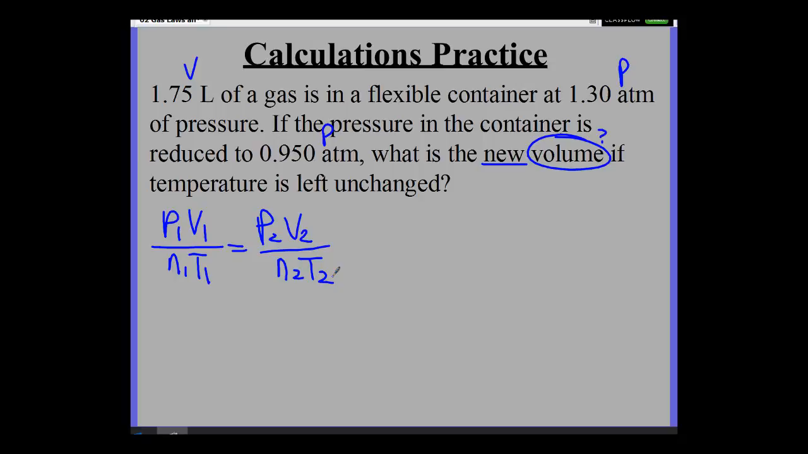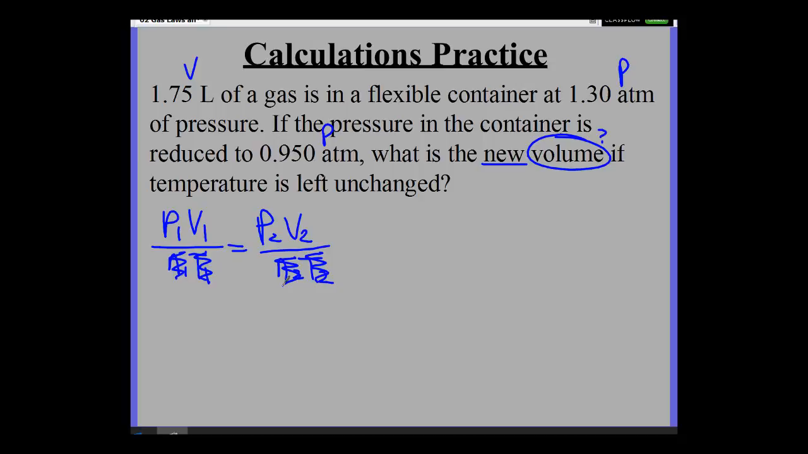So, what can I get rid of? Temperature is left unchanged, so I get rid of temperature. What else is not mentioned? N, I get rid of that. So now I don't have any fractions like the first time, so you won't cross multiply this time.